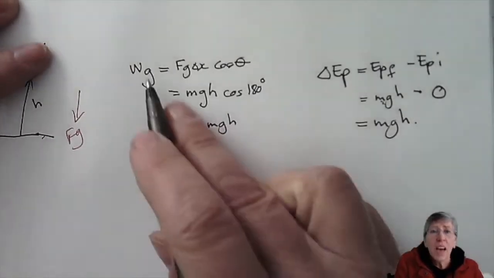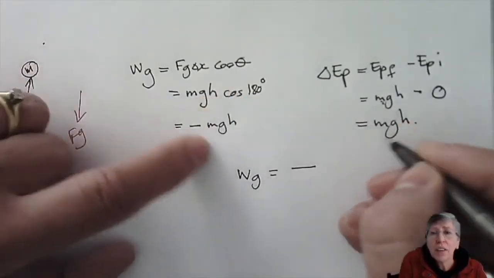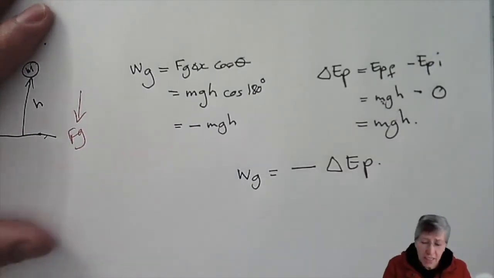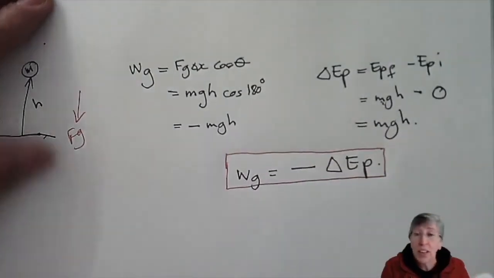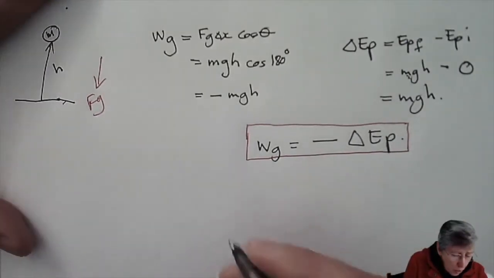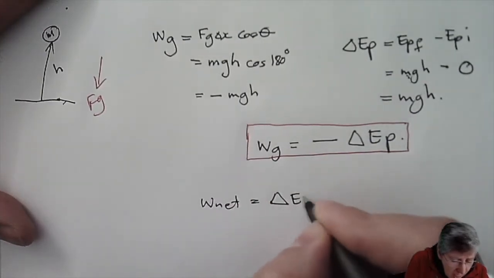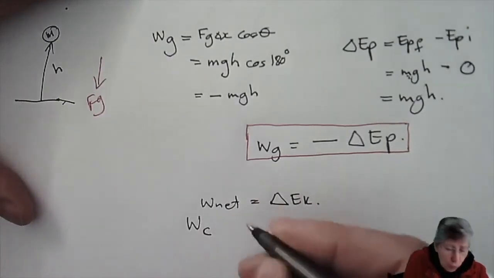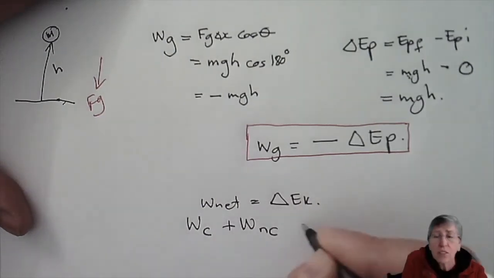Right, now, the work done by gravity is therefore negative the change in potential energy. Right, and you can go and check that with any situation that you want to, and you will always find that to be true, and you may use that in the exam, right? But what specifically do we want to do with that? We want to say if I've got W net, which is equal to the change in the kinetic energy, then that net work is the work done by my conservative force, gravity, and the work done by all the rest, the non-conservative ones.